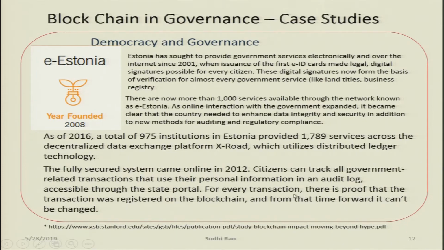For every transaction, there is proof that the transaction was registered on the blockchain, and from that time forward it cannot be changed. I paid a tax on the 31st of March this year, that was entered onto the blockchain. Once done, no agency sitting anywhere can go and change that I did not pay taxes. So, this has benefits both for the government and for us citizens. So, this is an example of very widespread use of e-governance in general and how blockchain has made that possible.